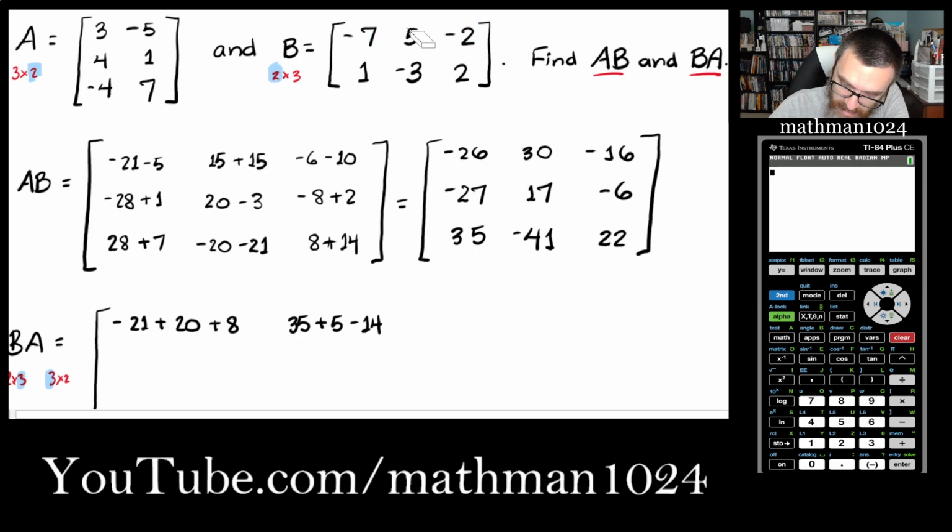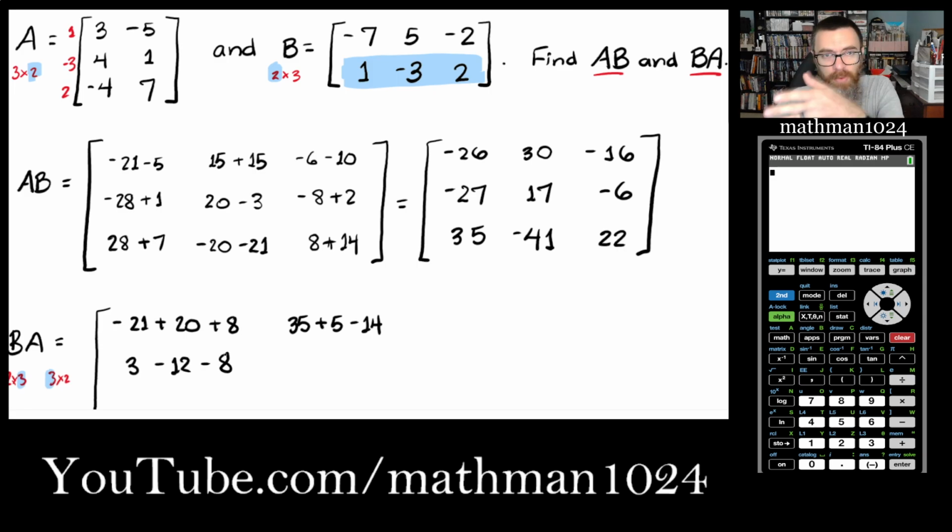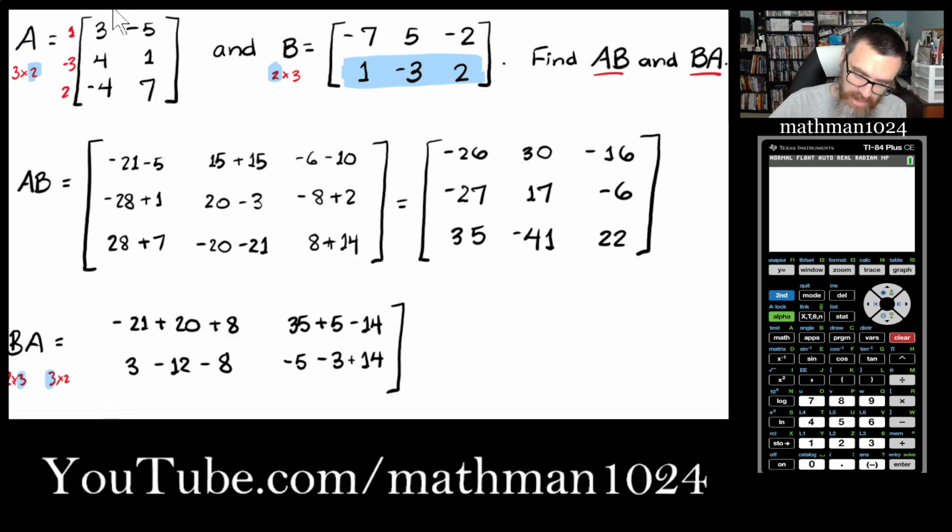All right, let's erase that. And now we move on to the second row in B. So I'm going to use, let's see, a 1, negative 3, and 2, and let's see what we get from that. So 1 times 3 is going to give me 3. Then we have minus 12 and minus 8. Go over to the next column. So 1 times negative 5 is negative 5, minus 3, and then plus 14. Oh, this is a little bit messy. Can't stand that. Got to fix it.